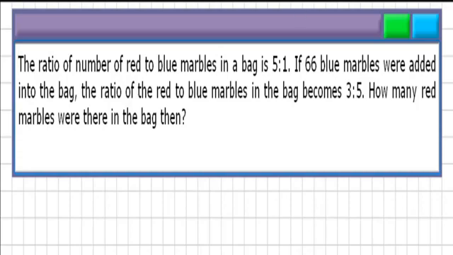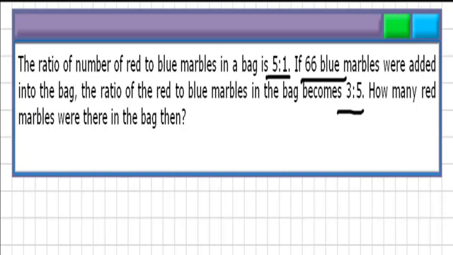Let's underline the facts before we begin. Ratio 5:1. 66 blue marbles, another ratio 3:5. Now we've got the facts sorted out.